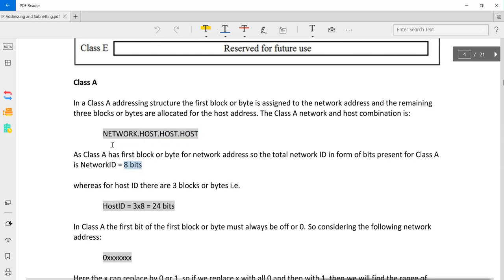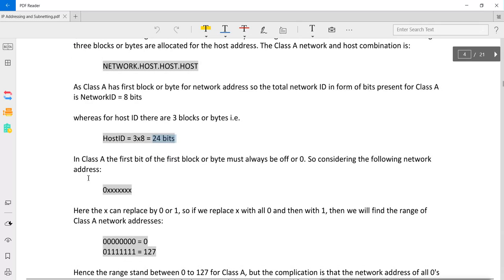So if you can see, the network ID is what? 8 bits, because only the first part is 8 bits and that part is the network part. Now for the host ID, there are 3 blocks or bytes, that is 3 host IDs, which means 3 parts of 8 bits, so total 24 bits.